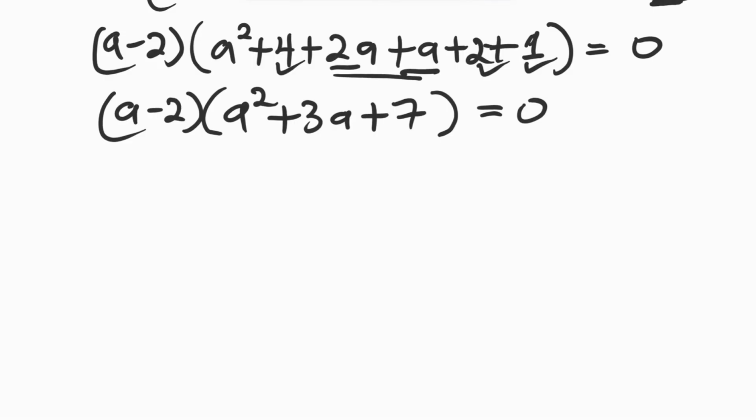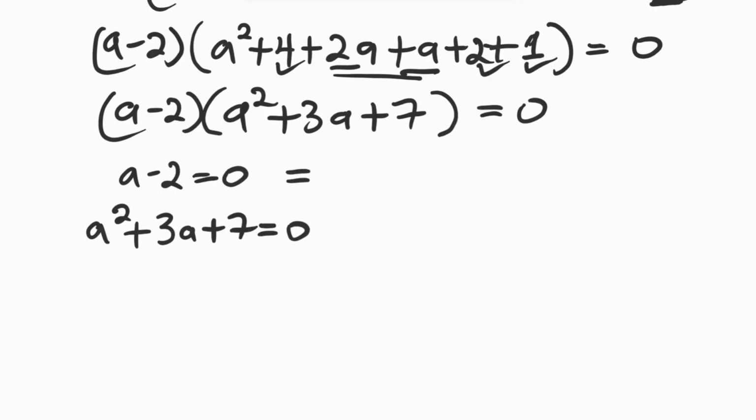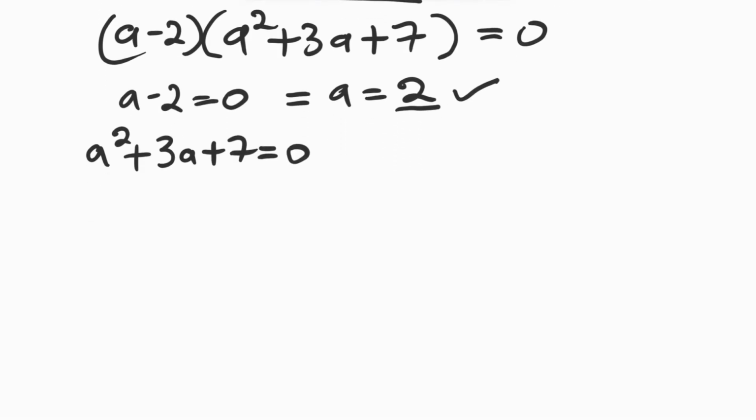Now we have two equations, right? The first equation is a minus 2 equals 0. The second one is a squared plus 3a plus 7 equals 0. For the first one, a is equal to 2, and this is a real number, okay? Now for the second one, we're going to use the quadratic equation formula.